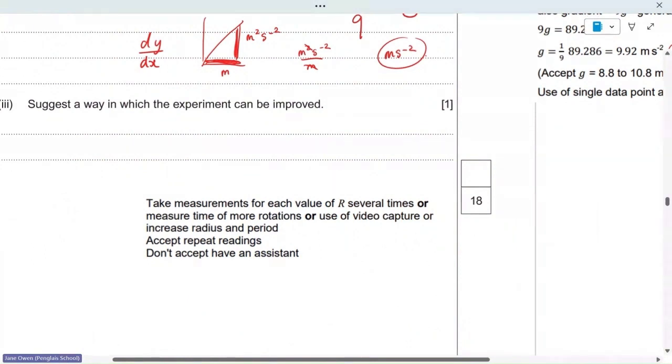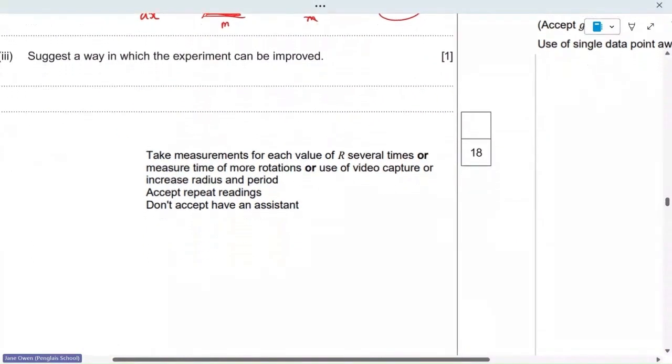There's many, many different ways that you can improve it. You could have repeated values of r. You could have done more rotations. You could have used a video with a timer in the shot to take the readings to make the timing more accurate. It's interesting that here they say they accept repeat readings.